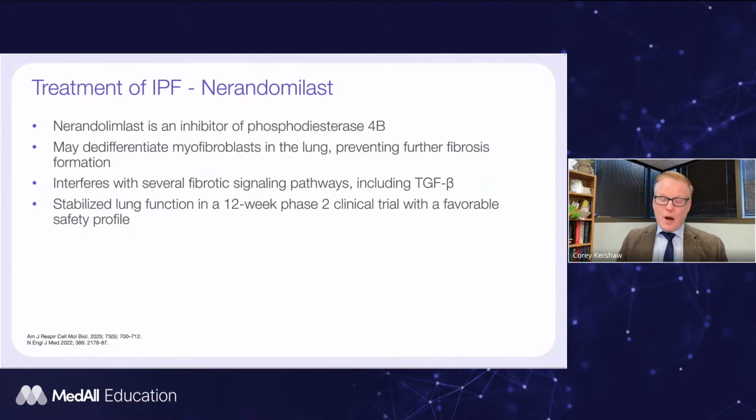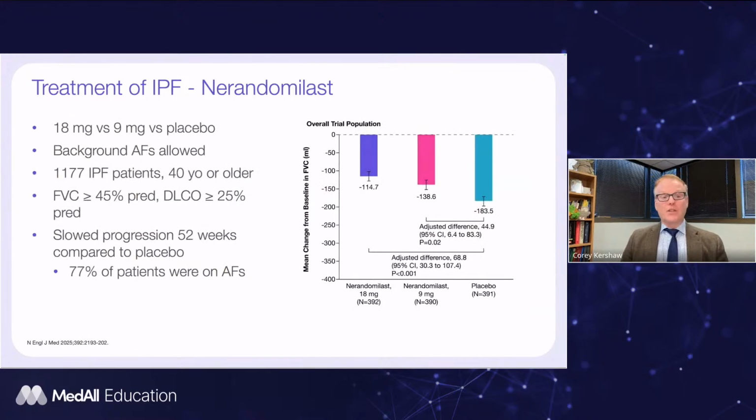In a phase 2 trial, lung function was stabilized over a 12-week study with a favorable safety profile. So nerandomilast went on to a phase 3 study. Patients were randomized into 3 groups: 18 milligrams of nerandomilast twice per day, 9 milligrams twice per day, versus placebo. This is a pill, something oral. Background antifibrotics were allowed, so patients could take the other 2 FDA-approved antifibrotic medications for IPF, nintedanib or pirfenidone. It enrolled almost 1,200 patients with IPF, 40 years of age or older.